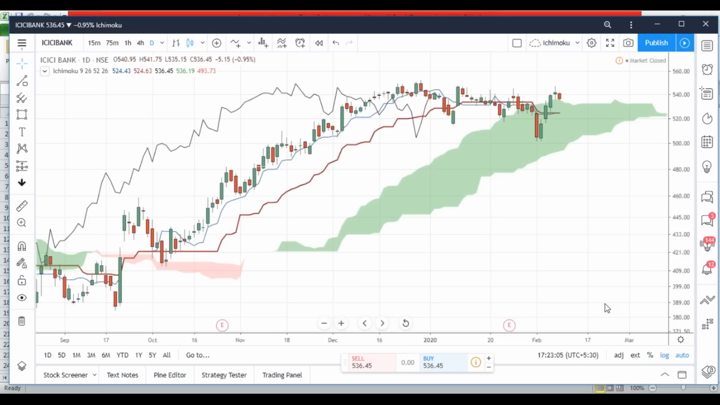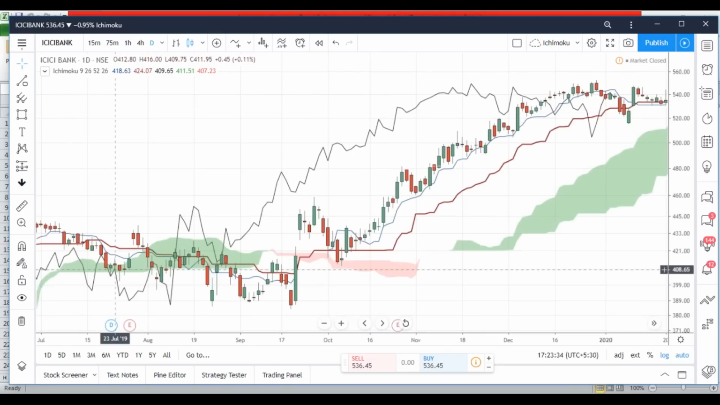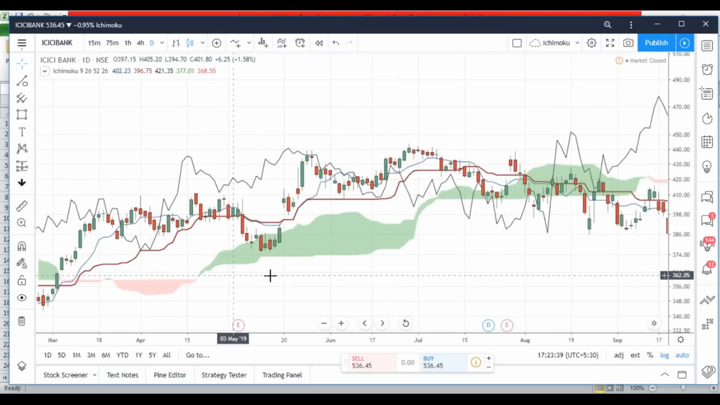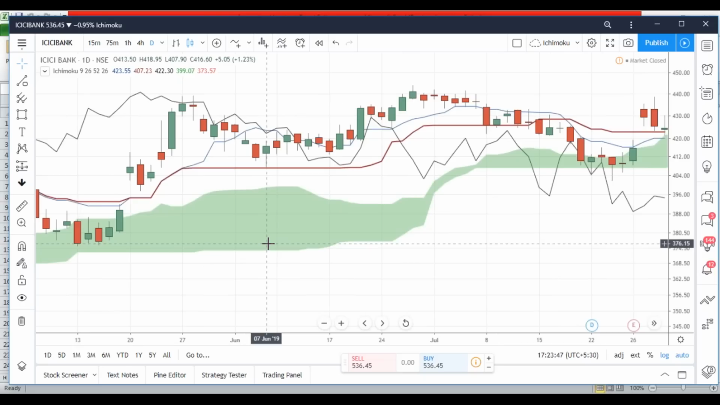In a cloud pullback, suppose the price is bouncing off and breaking out of the green cloud. No need to give importance to the color of the cloud. Like here, ICICI Bank bounced from a bearish cloud, so no need to give importance to the color of the cloud. Only the bounce from the cloud matters. Likewise, you can see, it is pretty clear that the cloud is of importance, not the color of the cloud.